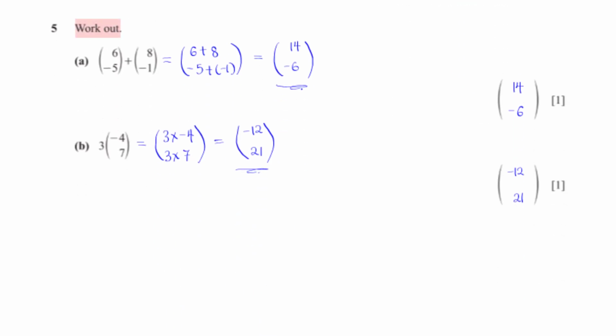Work out 6 - 5 plus 8 - 1. 6 plus 8 gives us 14, and -5 plus -1 gives us -6. And so we have our final answer as 14 - 6. Work out 3 times (-4, 7). 3 times -4 gives us -12, and 3 times 7 gives us 21.